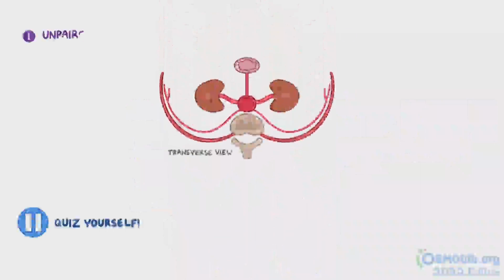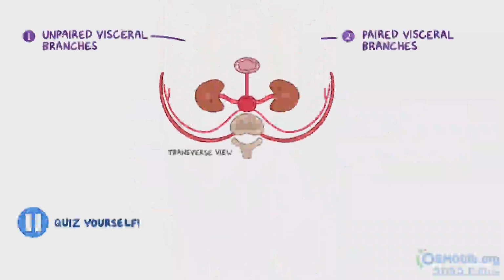Time for a quick quiz. Let's see if you can remember the unpaired and paired visceral branches of the abdominal aorta.